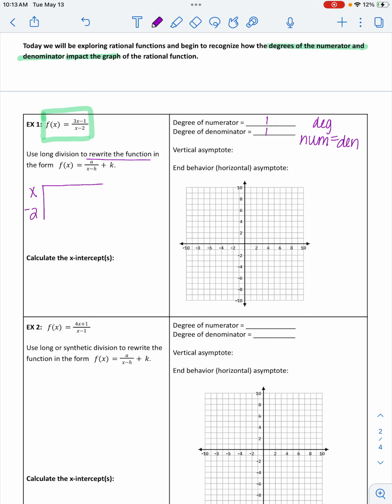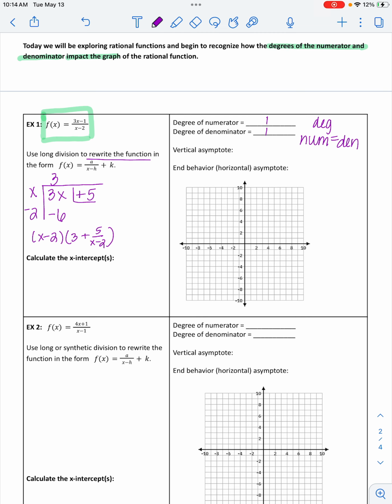So taking 3x minus 1 and dividing by x minus 2, I need to get a 3x to show up, so I need to multiply by 3. This gets me to negative 6. But since I need a negative 1 to be in the problem, I need to add 5, which means this is my remainder. So what does this actually mean? Okay, this means that x minus 2 times 3 with a remainder of 5 over x minus 2 equals 3x minus 1 divided by x minus 2. Or excuse me, equals 3x minus 1.